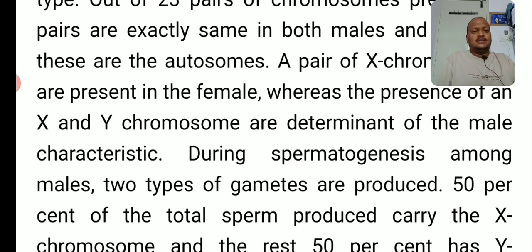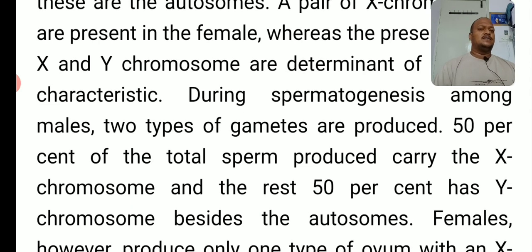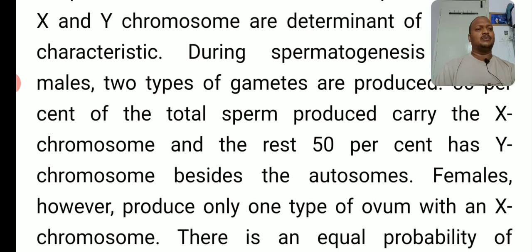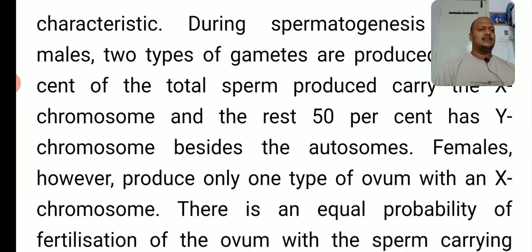During spermatogenesis among males, two types of gametes are produced. 50% of the gametes carry the X chromosome and 50% carry the Y chromosome, along with the autosomes, right? 50% of the total sperm produced carry the X chromosome, and the rest 50% have the Y chromosome. So what is the probability for male and female offspring? 50%, half.